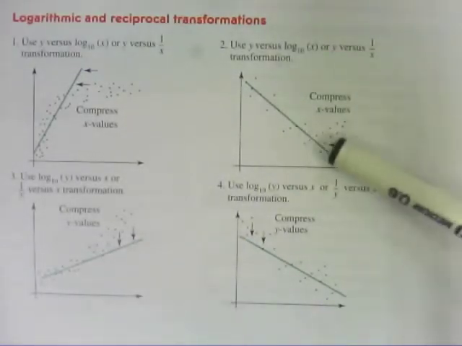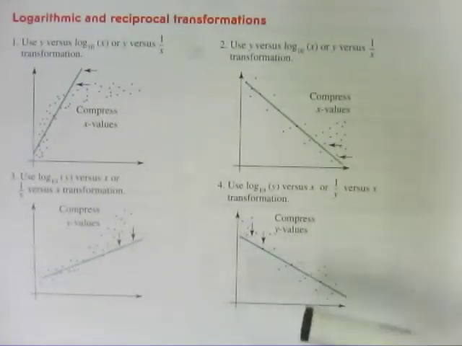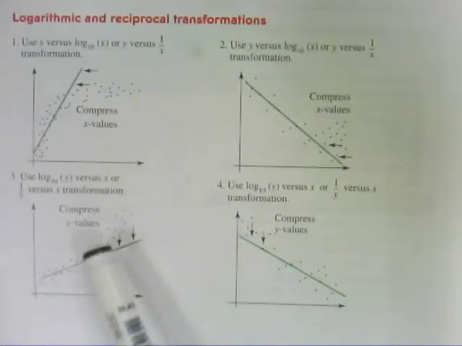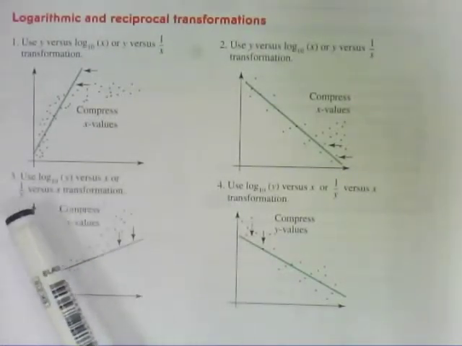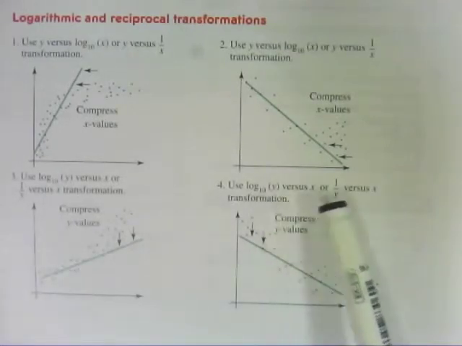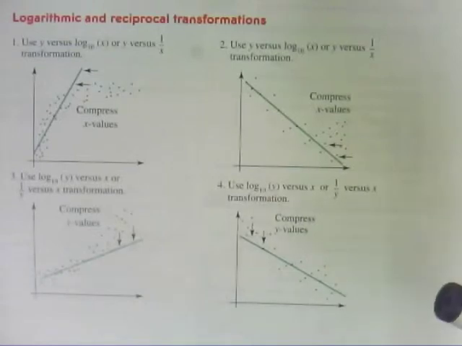If you've got a heap of data points out here, you can squish them back in to try and make it look linear. If you need to compress the y values, if your y values are starting to disappear, you can compress them using a log y or a 1 on y transformation, and the same with this graph here. You can bring these values down by doing a log y or a 1 on y transformation.